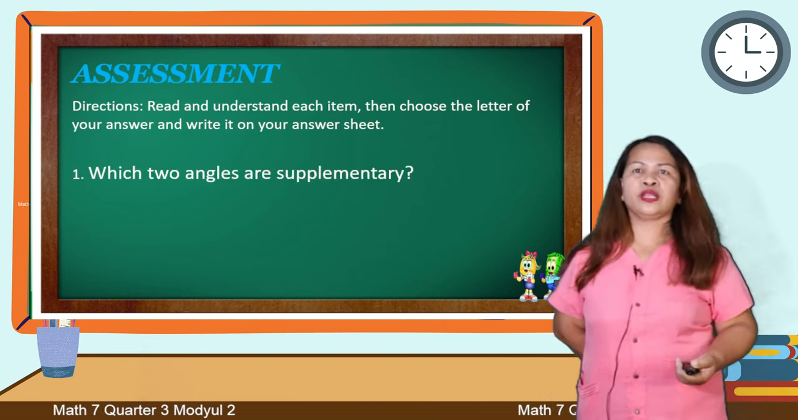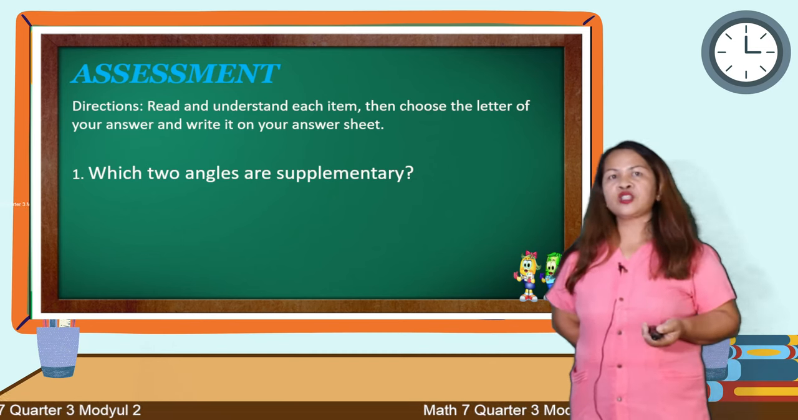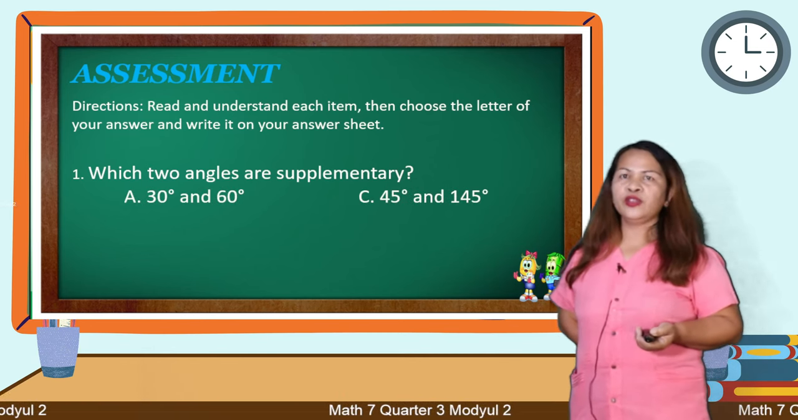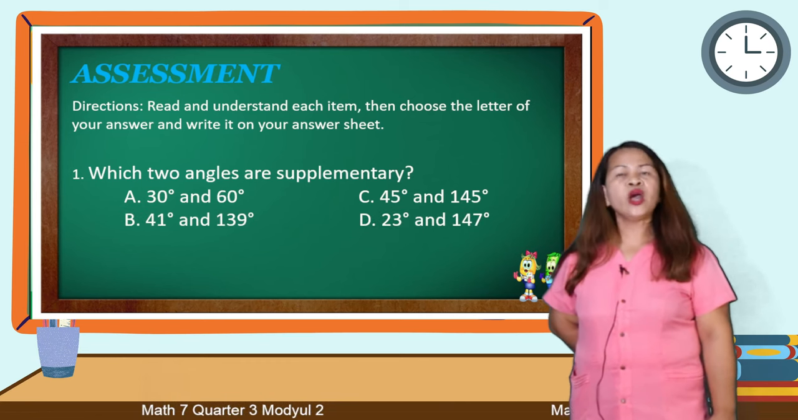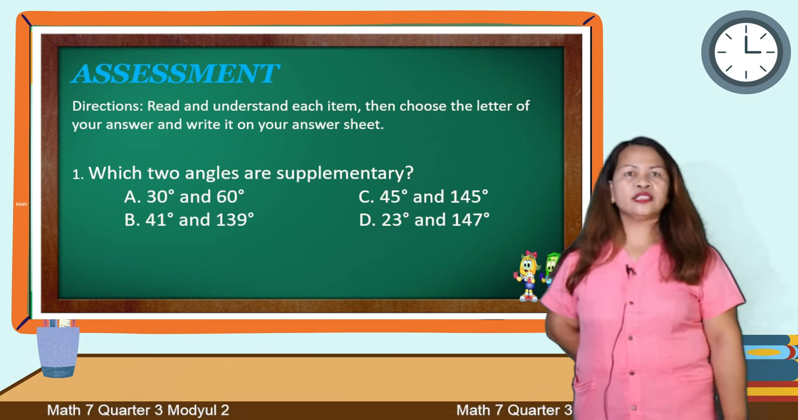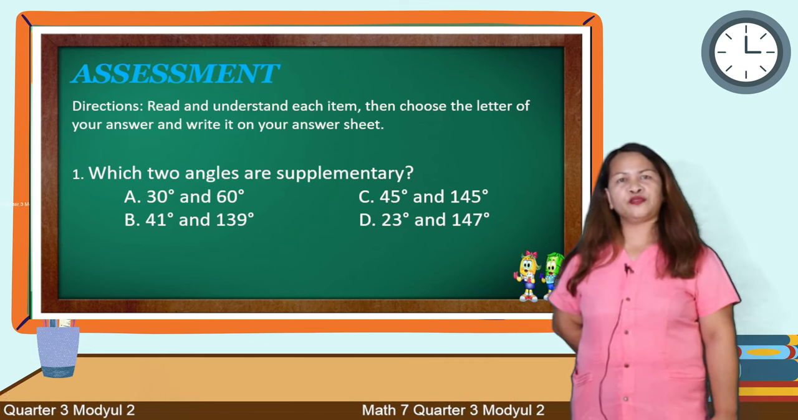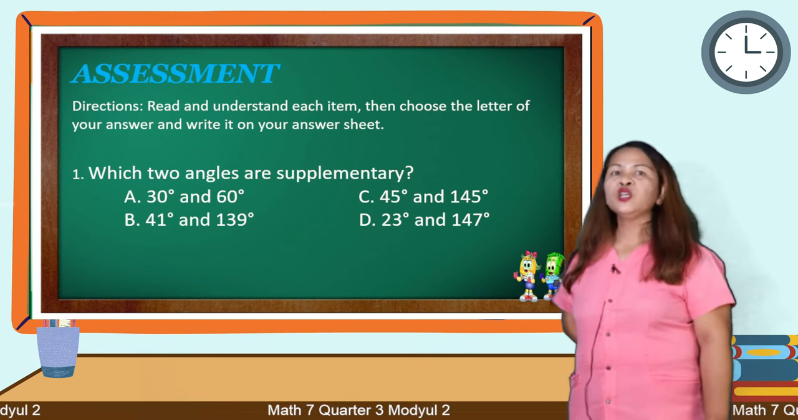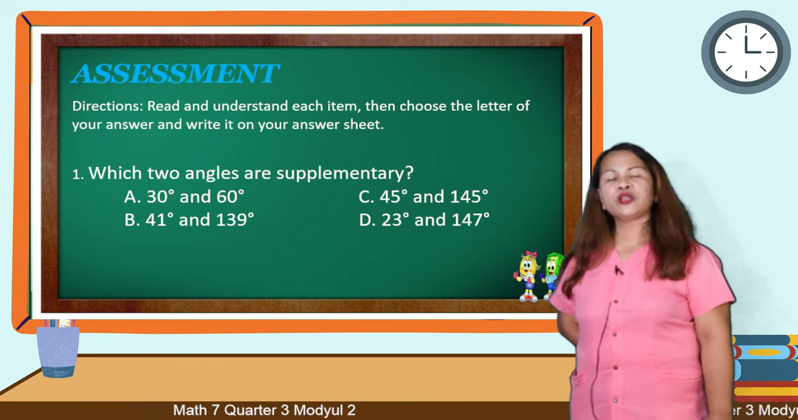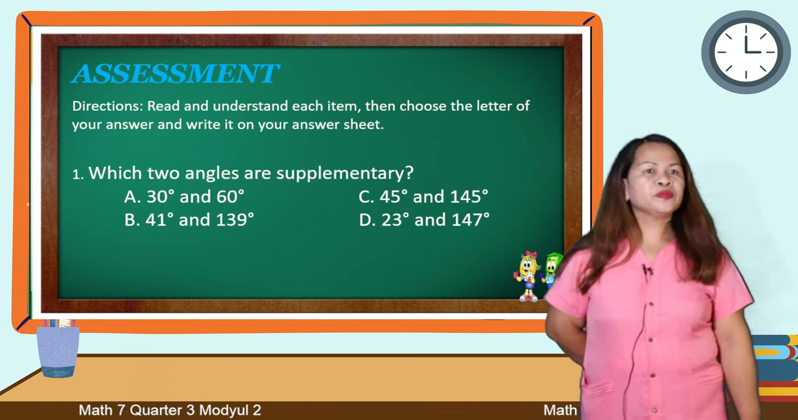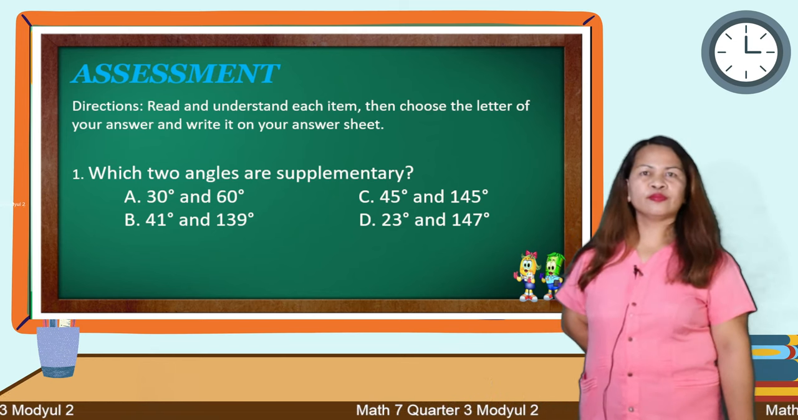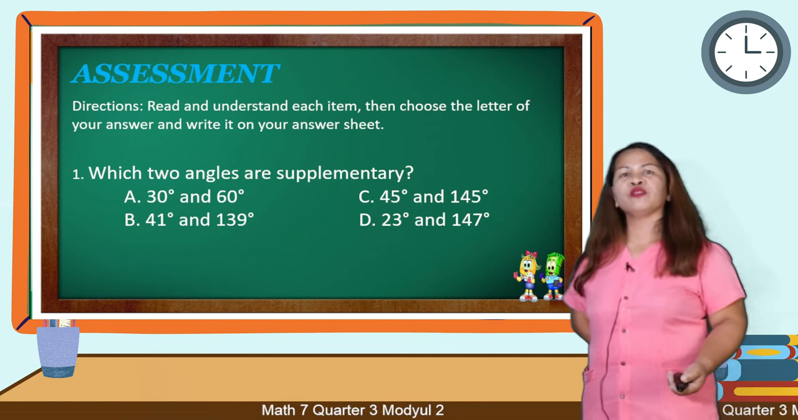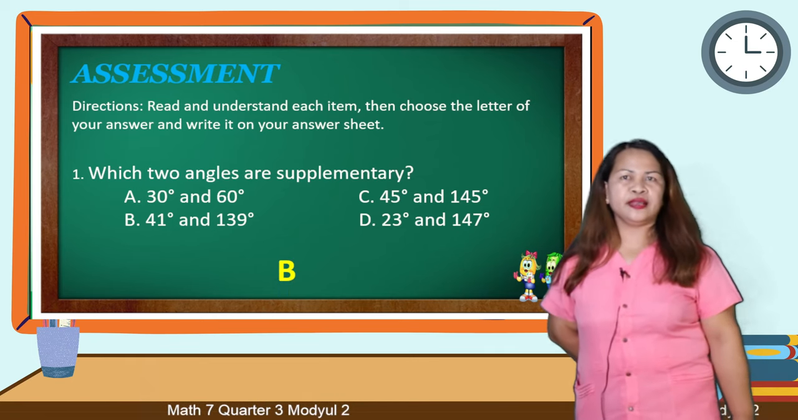First one. Which two angles are supplementary? A, 30 degrees and 60 degrees. B, 41 degrees and 139 degrees. C, 45 degrees and 145 degrees. Or letter D, 23 degrees and 147 degrees. I'm waiting for your answer. Very smart. The correct answer is letter B.